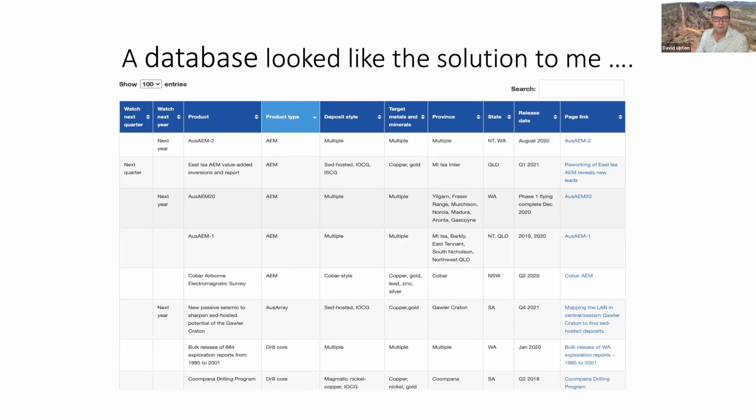You can look at the type of product. So if you want to find anything to do with, say, MT surveys that are ongoing, you can look that up. You can find all the prospectivity maps, and there's quite a lot of them. You can quickly find anything to do with nickel or anything to do with sediment-hosted base metals. And there are page links for all of these things, well, most of them, to help you learn a bit more about why it matters.